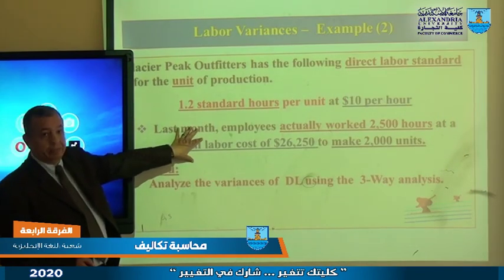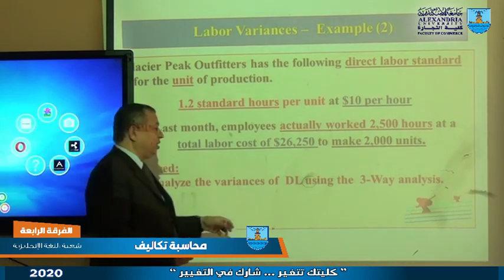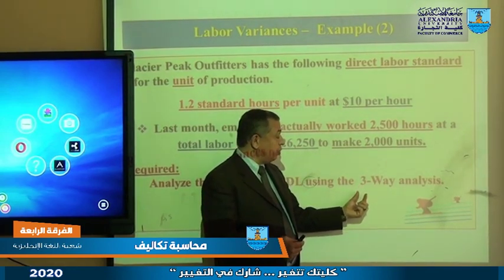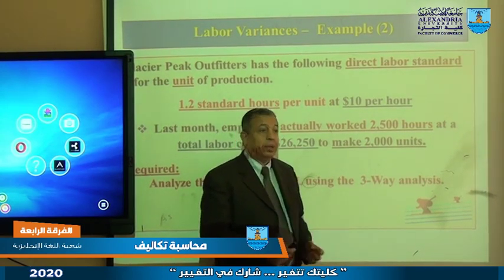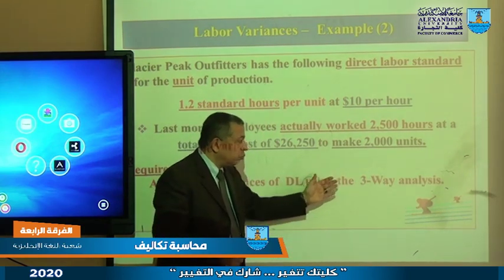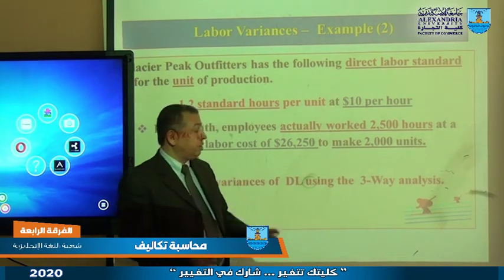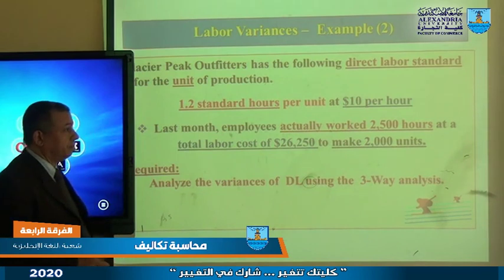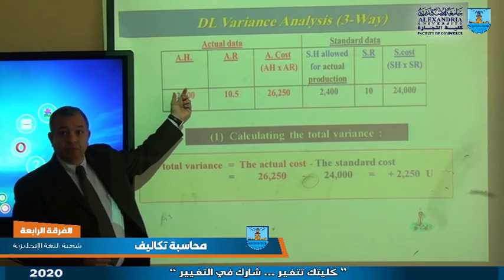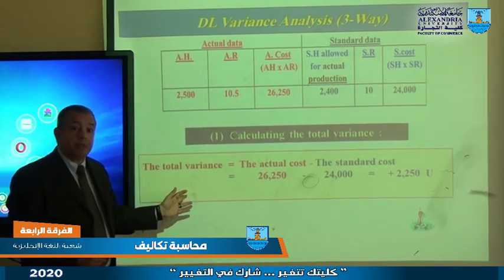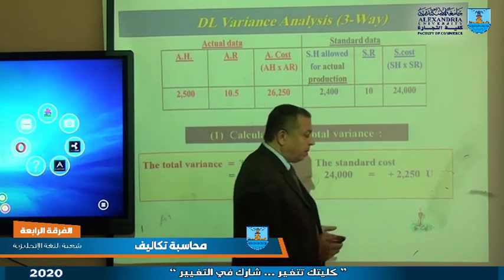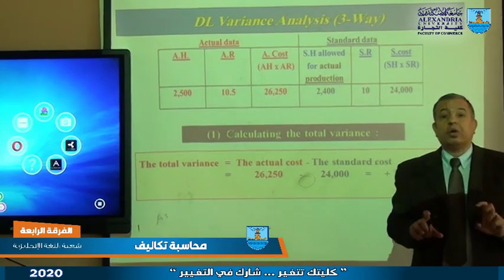The same problem, the same amounts, but instead of asking you to calculate the variances using two-way, here I have three-way. Again, how to calculate and analyze the direct labor variances using three-way. Don't forget our steps. The first step is the table. The second is the total variance. The third is the difference between 2 and 3. I mean, you have to calculate the amounts firstly. You have to calculate the total variance.